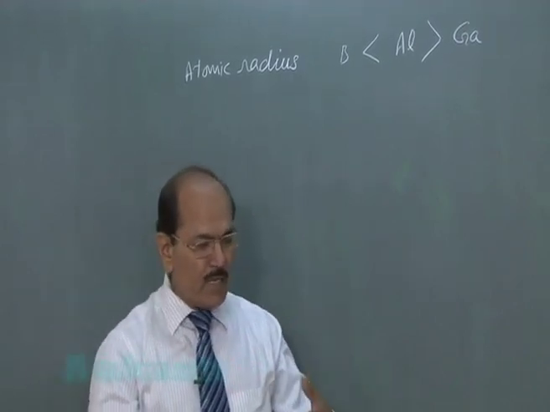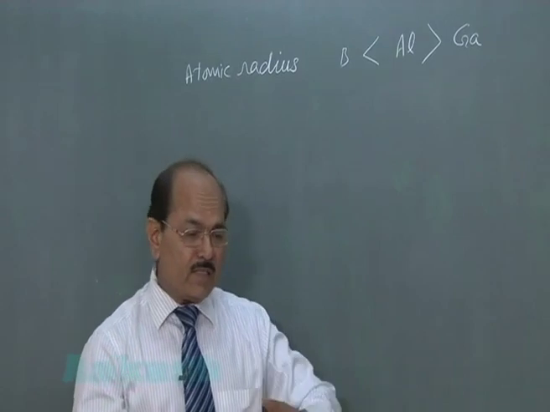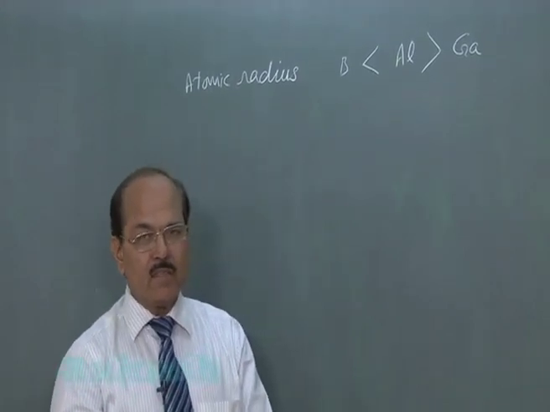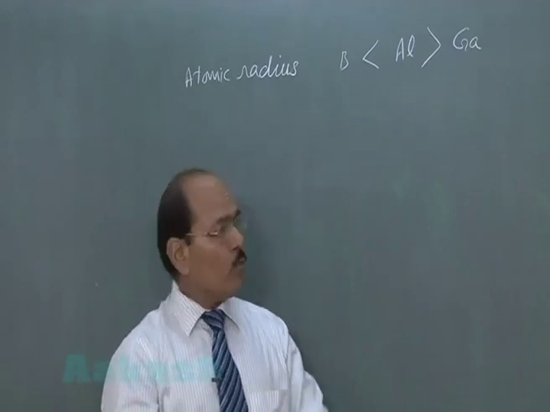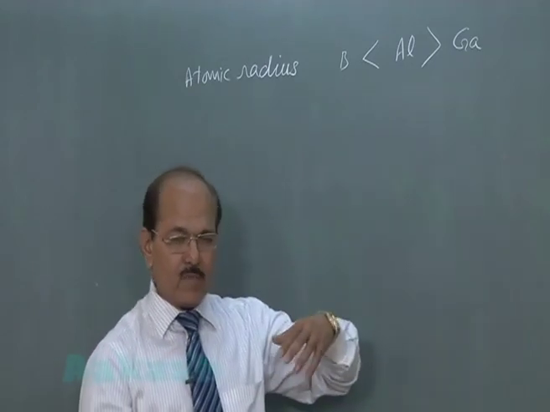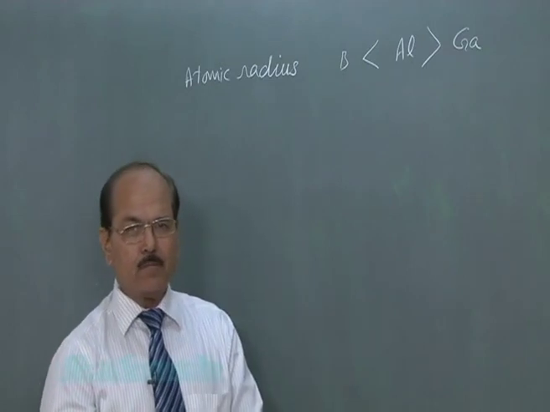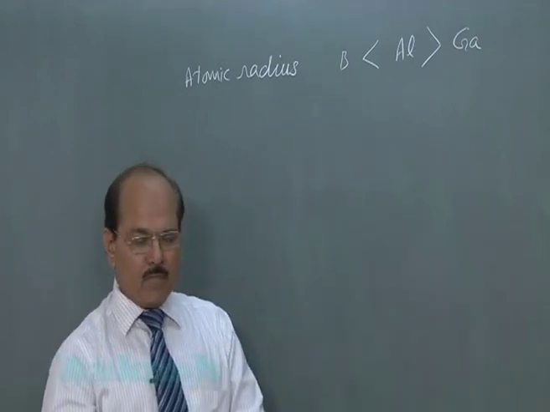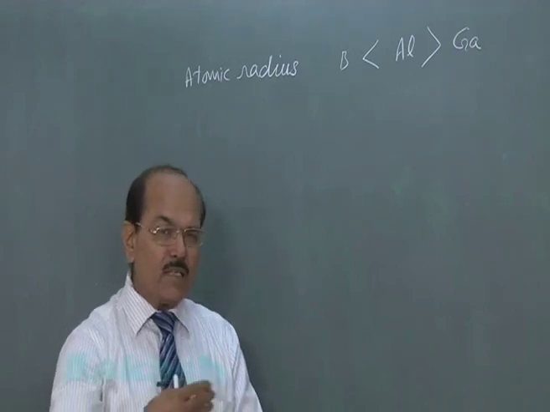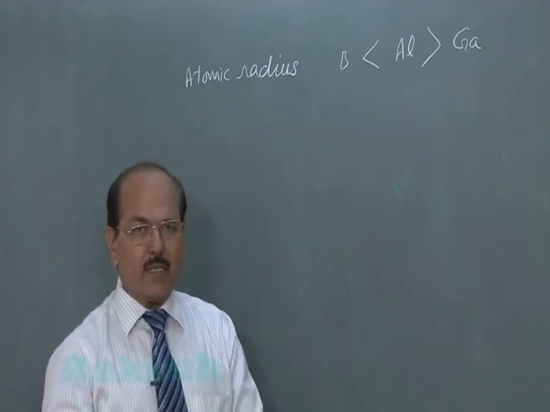When we move from gallium to indium, again there is an increase in atomic number of 18. 18 electrons have increased. Whatever is applicable for gallium, the same thing is applicable for indium. So, as we move from gallium to indium, there is a normal increase in atomic radius, as we would have expected.